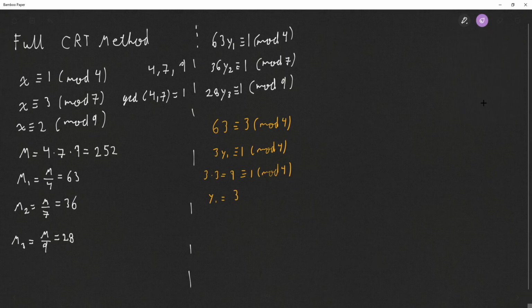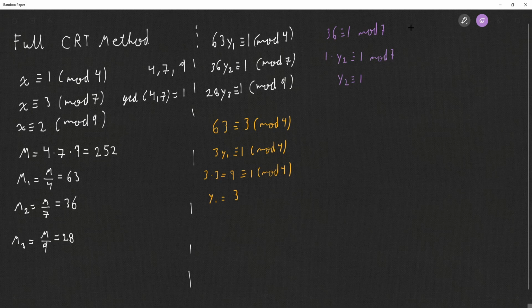Next up, we're going to do our finding of y2. So again, we're going to just try to find what 36 is equal to in mod 7. And easy enough, this time 36 is actually congruent to 1 mod 7, meaning that when we have our 1 multiplied by y2, it has to be congruent to 1 modulo 7, which means that our y2 is congruent to 1.